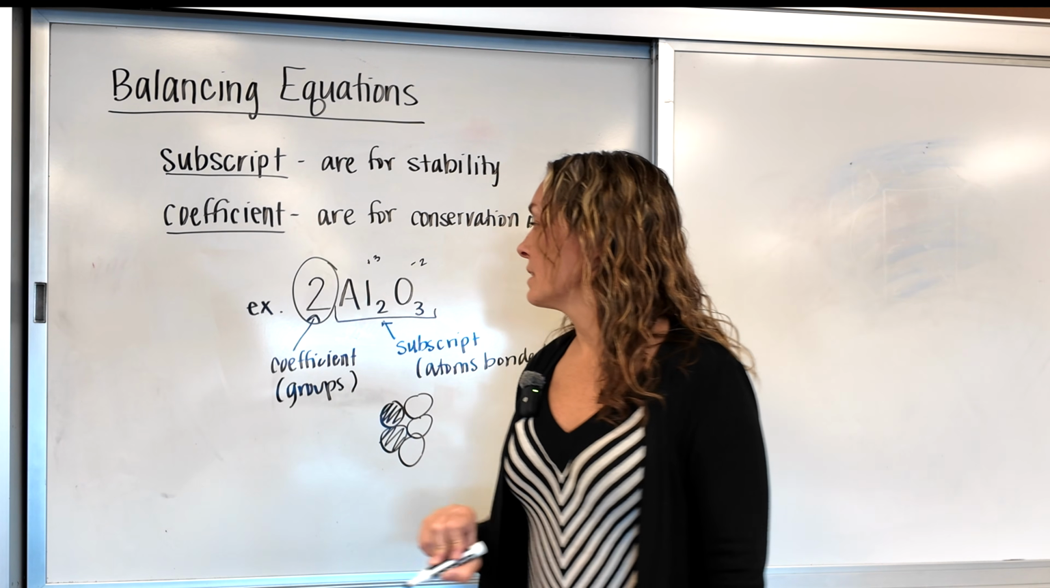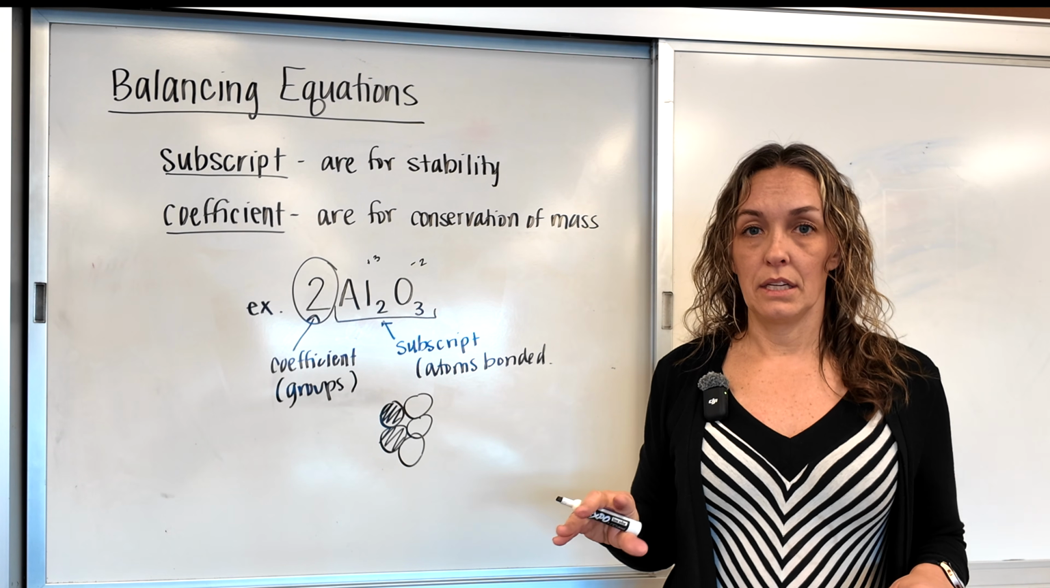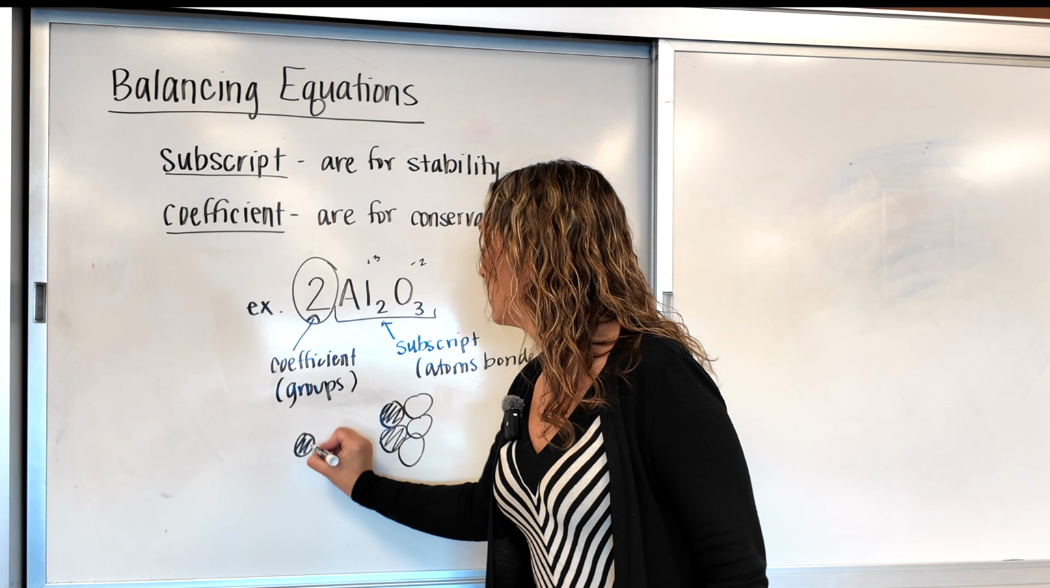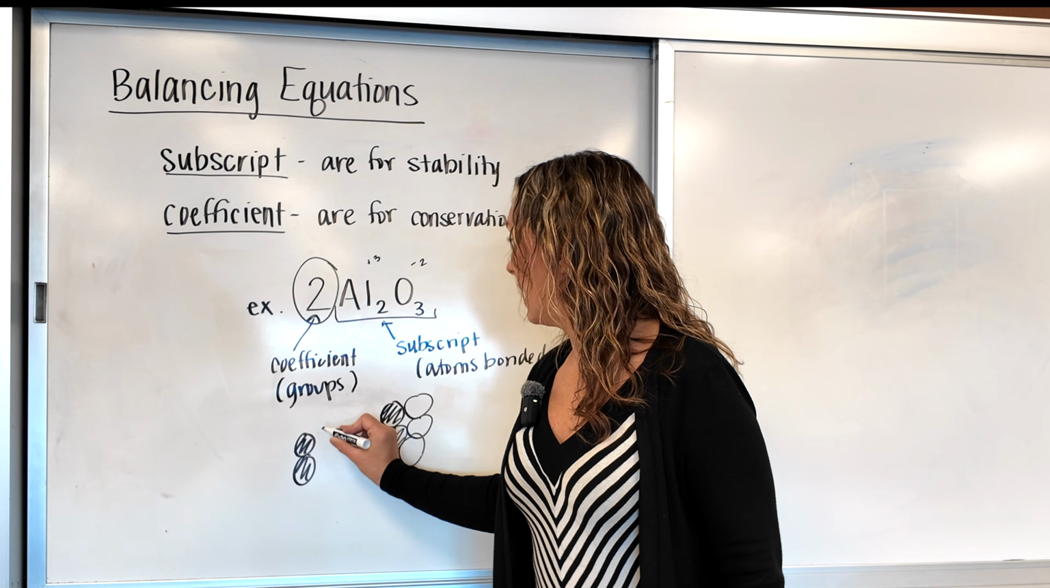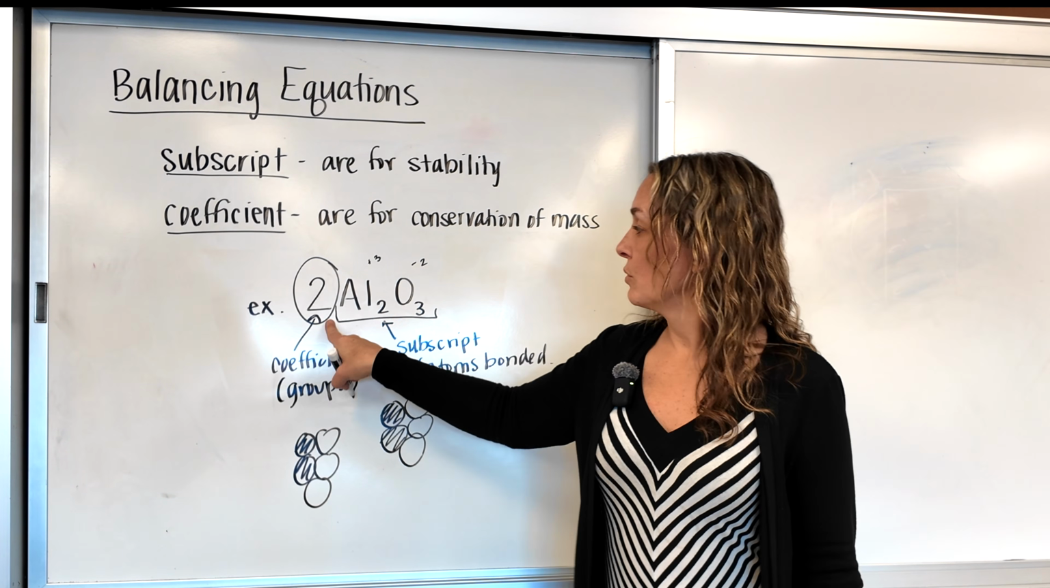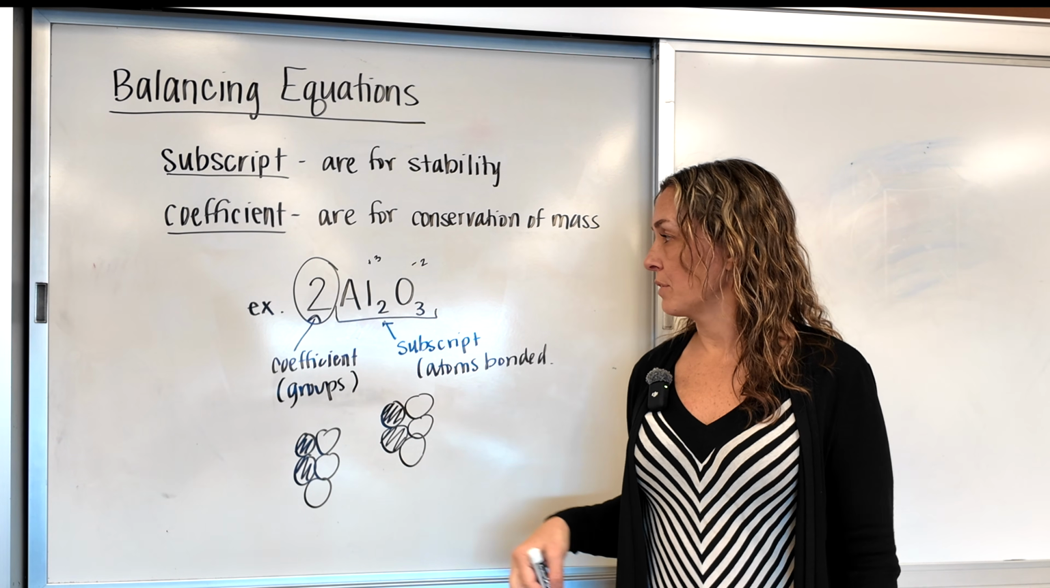This number out front is not anything to do with stability. Instead, that number out front is telling me how many groups of Al2O3 I have. So 2 groups containing 2 aluminums and 3 oxygens.